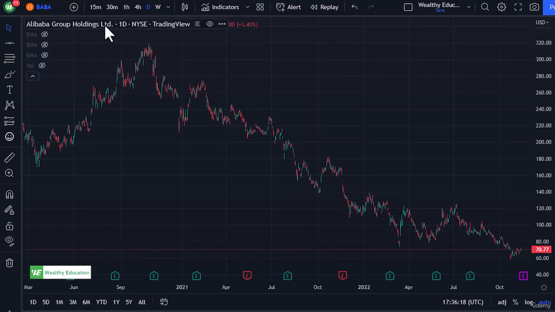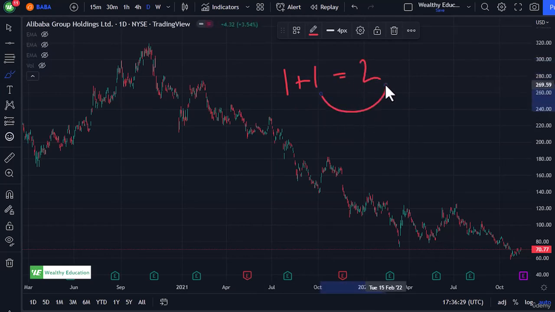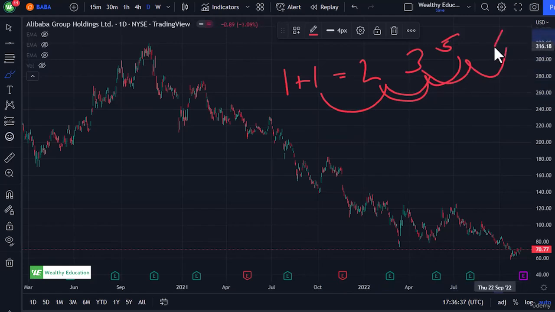So what you're doing is you're taking 1 plus 1 equals 2. Then you take these two numbers and you get 3. And then you take these two numbers, you get 5. You take these two numbers and you get 8, and on and on.